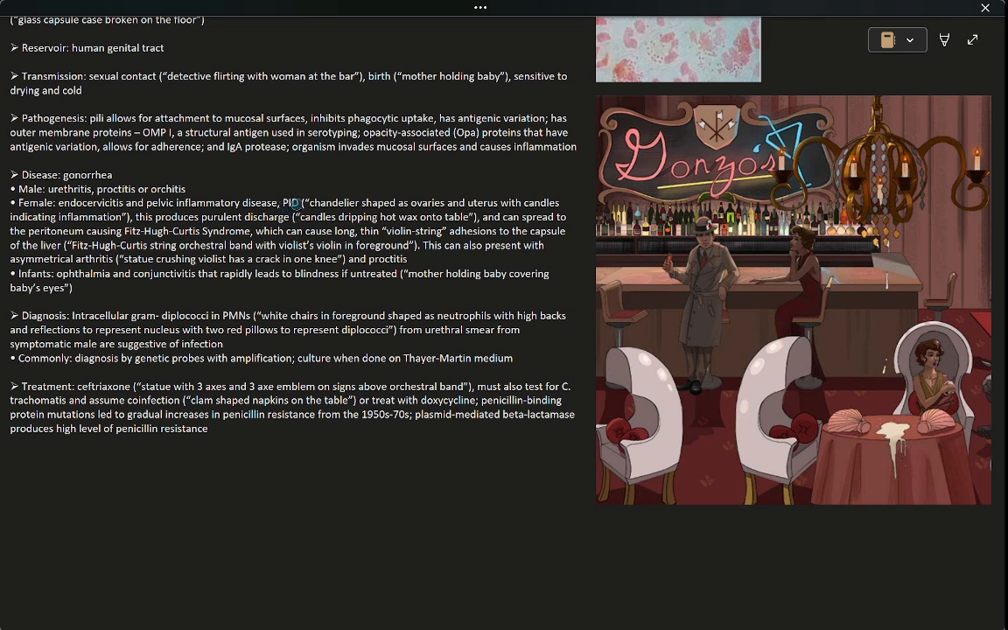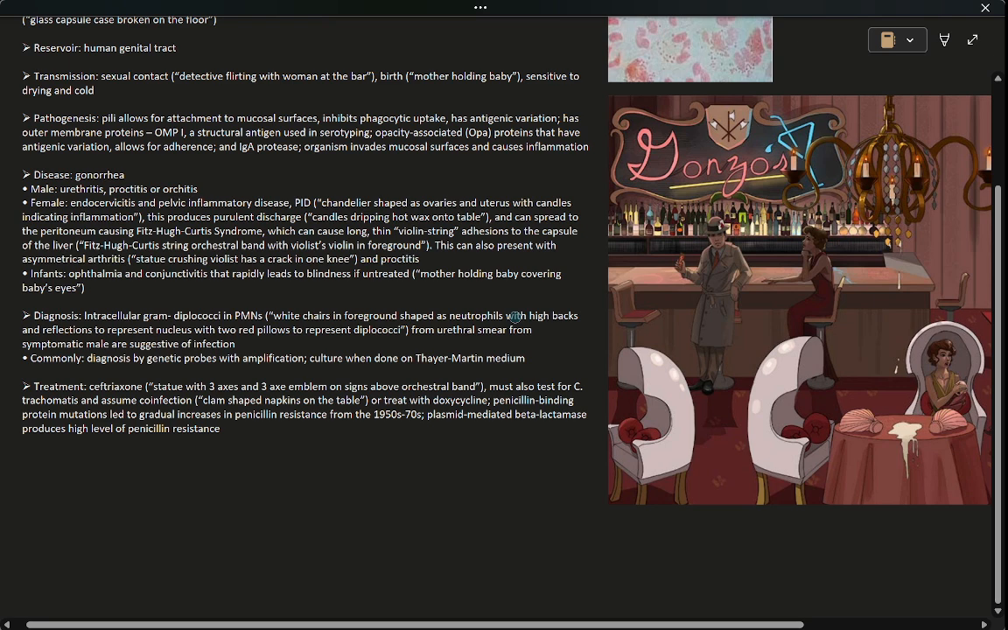structures within the pelvis in the females can be inflamed, like the ovaries and the uterus in particular. And then this is going to cause purulent discharge. And so the way to remember this is to think about the candles dripping hot wax onto the table, as shown over here. So here's the hot wax dripping over to the table. It does look like a purulent discharge that would come out from the vagina.